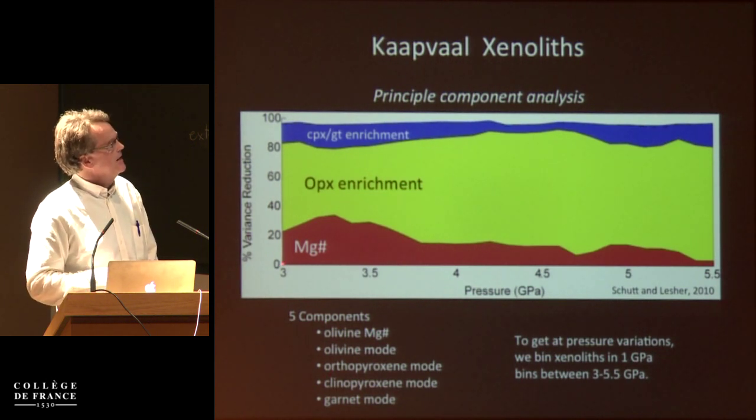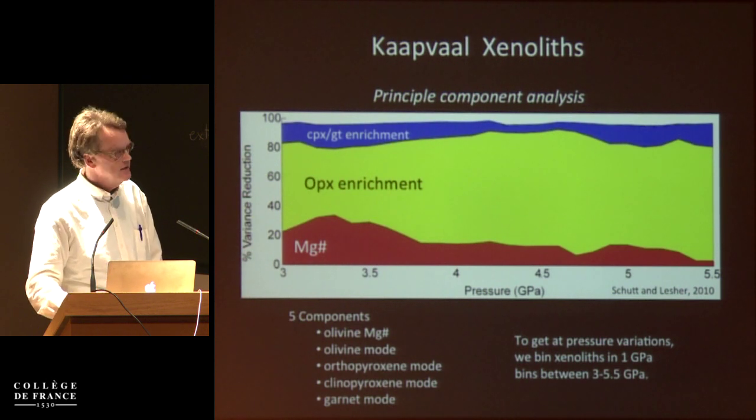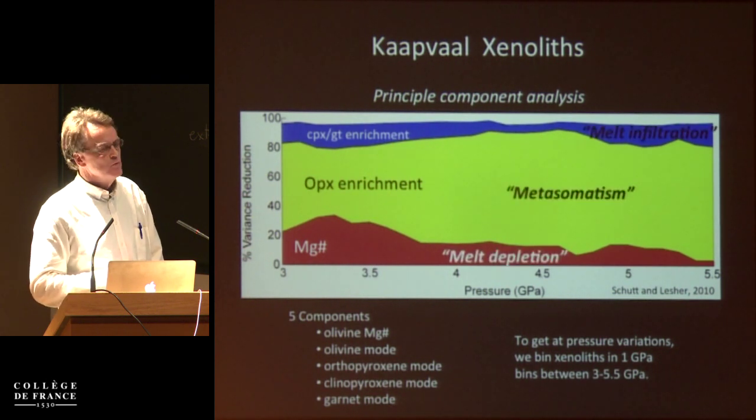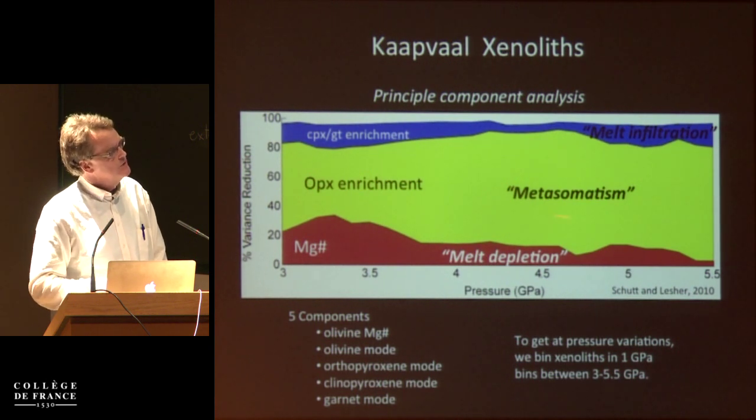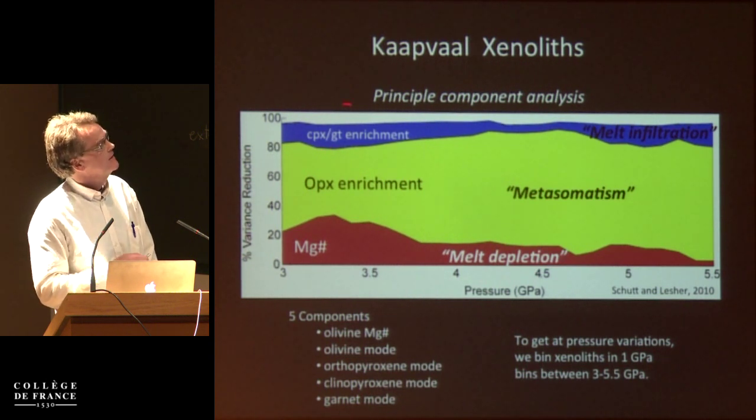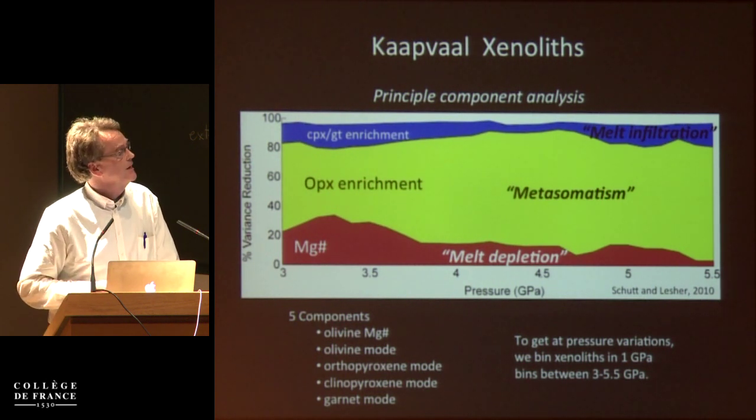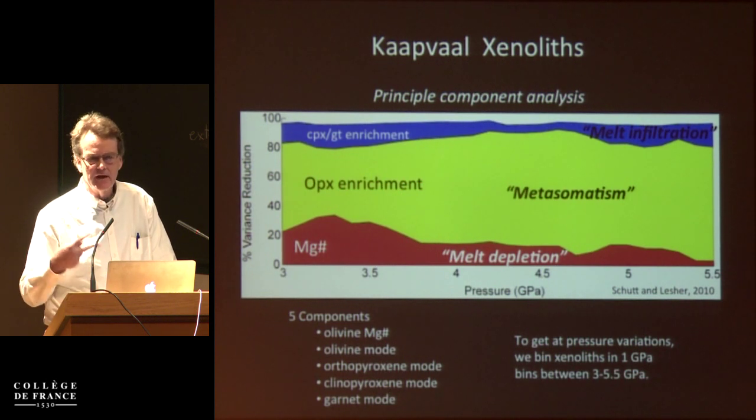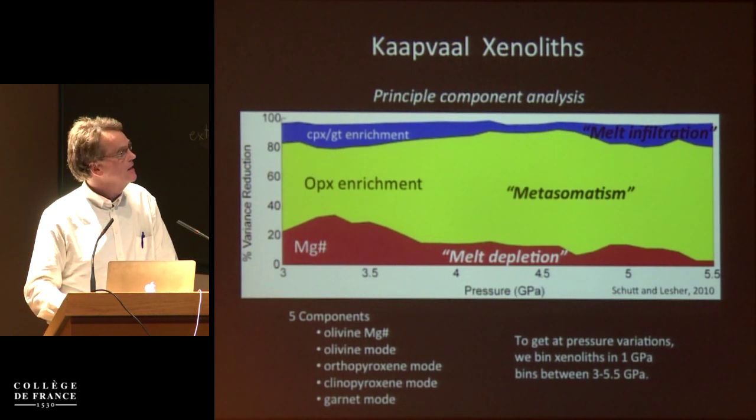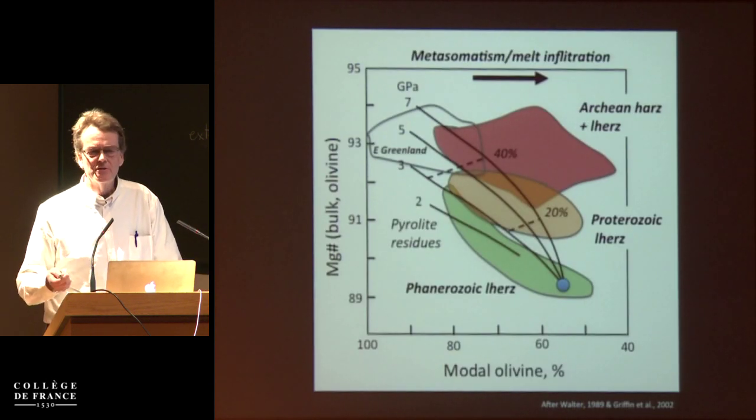xenoliths here, and this just shows the variance reduction for the three principal components: the mg number effect, which we associated with melt depletion; this OPX enrichment effect, which we associate with some kind of metasomatic process; and then there's also a small effect due to garnet and CPX enrichment, which may be related to some kind of melt infiltration. But the dominant effect in the Kaapvaal is this OPX enrichment or silica enrichment trend, which is associated with metasomatism.